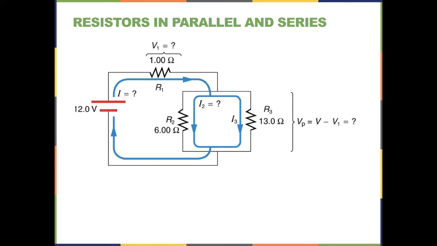Now, here's a situation where you have a 12-volt power source. You move first through a 1 ohm resistance, R1. Then you move into a parallel combination, 6 ohms and 13 ohms. And the question marks, what is I? What is I2, which means what's the current that's going through resistance subscript 2?